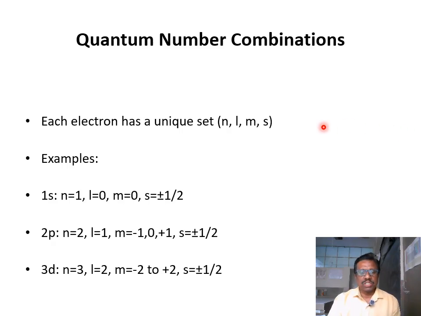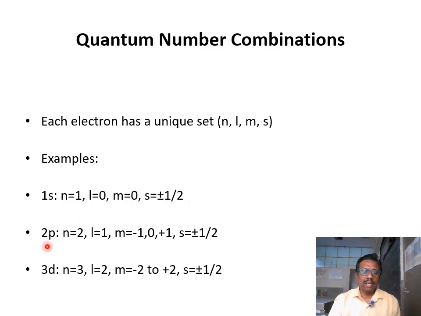Quantum number combinations. Each electron has a unique set of n, l, m, s. These four quantum numbers, a unique set, will be present for each electron. Example, 1s: n is equal to 1, l is equal to 0, m is equal to 0, s is equal to plus or minus half. So these are the possible values for a 1s electron.